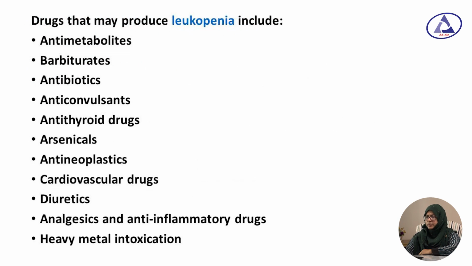The drugs that may produce leukopenia are antimetabolites, barbiturates, antibiotics, anticonvulsants, antithyroid drugs, arsenicals, anti-neoplastic drugs, cardiovascular drugs, diuretics, analgesics, anti-inflammatory drugs, and lastly heavy metal intoxications.